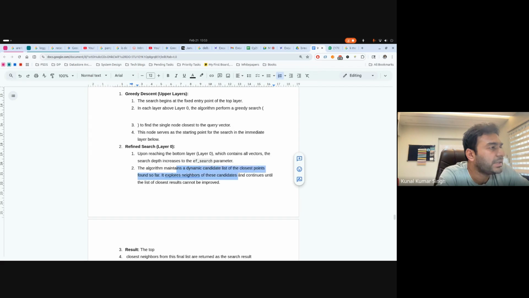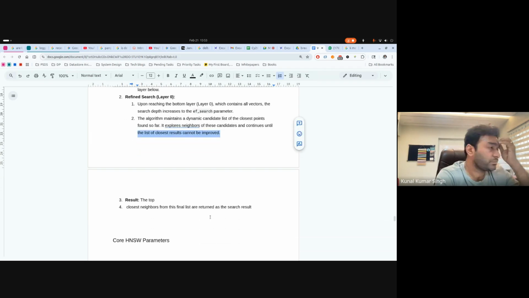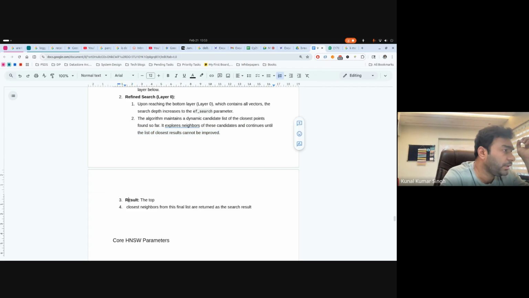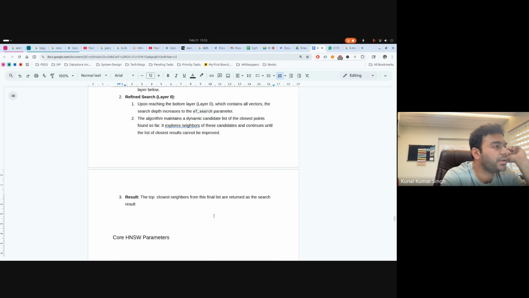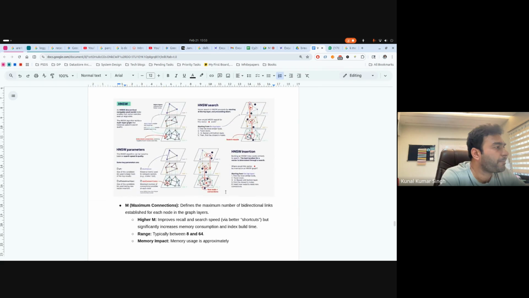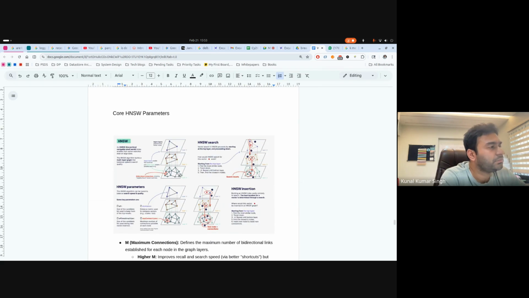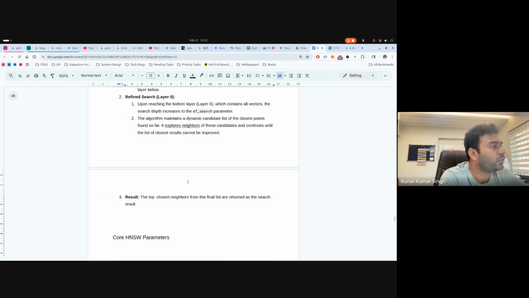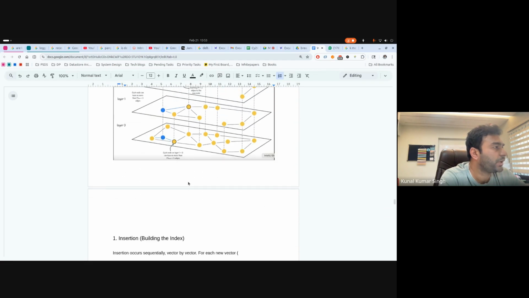So the algorithm maintains a candidate list of the closest points found so far. It explores neighbors of these candidates and continues until the list of the closest results cannot be improved. Result: the top closest neighbors from the final list are returned as the search result. So this is about search. We'll look at the insertion also before we go to the construction parameters.